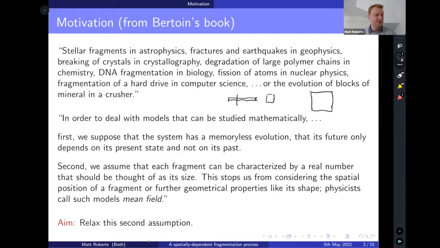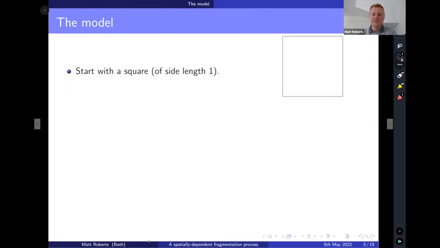So our model tries to represent this in a mathematical form, and the aim is to come up with some model that's a proof of concept that you can relax this second assumption and still get rigorous results. So here is the model.